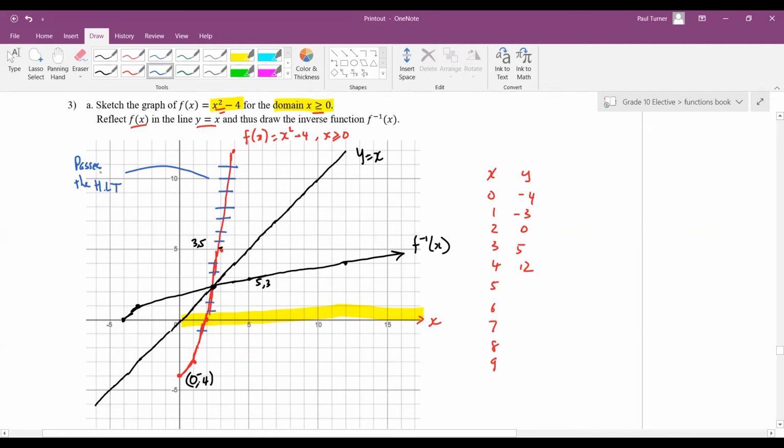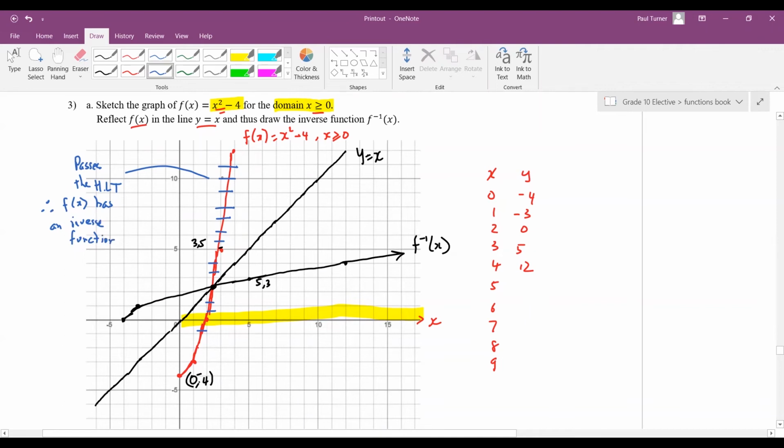So if you pass this horizontal test on your function, you can say, therefore, f(x) has an inverse function. And indeed it does, because you see this one here is a function, has an inverse function.